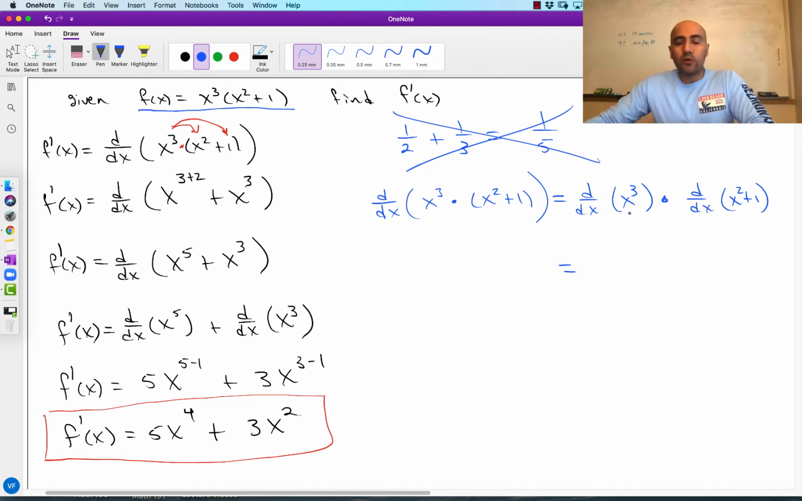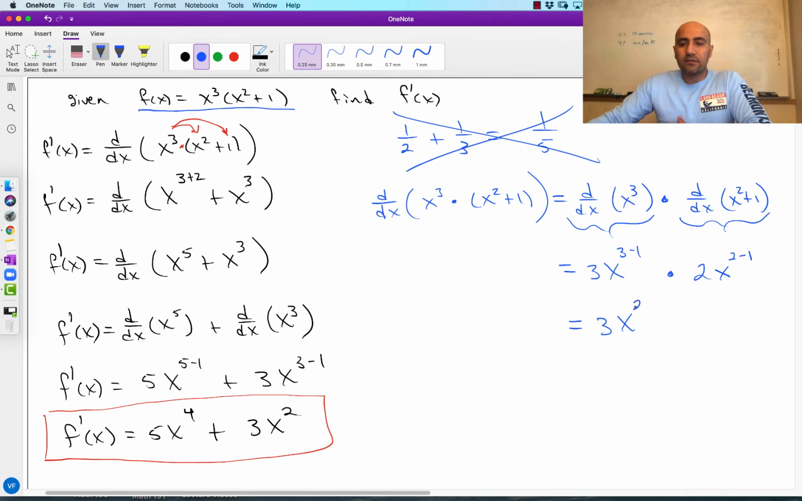Okay, well, let's explore what happens in that case. When we take the derivative of the first one, this is a nice power rule. So this becomes 3x to the power of 3 minus 1. That takes care of this. And now this is a nice polynomial. We know we can separate it into pieces, and we know that the derivative of 1 is 0. So we know that this is going to end up being 2 times x to the power of 2 minus 1. Simplifying that, we would get 3x squared times, and then this is 2x to the power of 1, right?